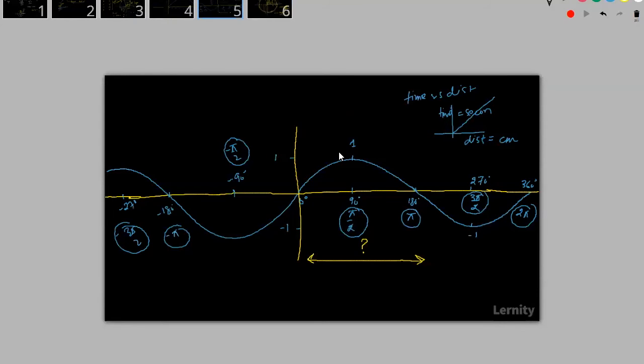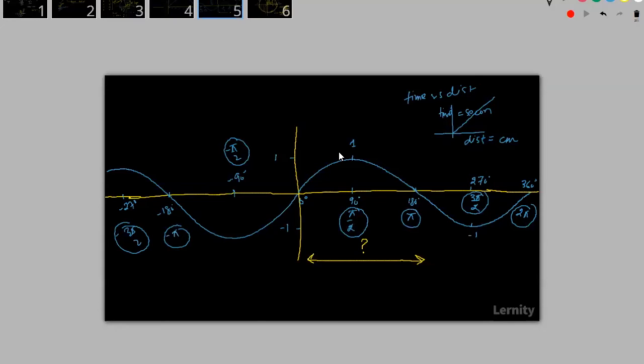So what is happening? From 0 to 1, then 1 to 0, from 0 to -1, -1 to 0, and so on. On the left side also, 0 to -1, -1 to 0, 0 to 1, 1 to 0. So this is the sine curve. Everybody understood?